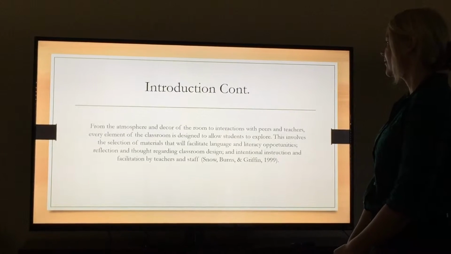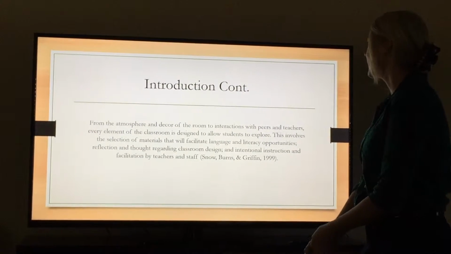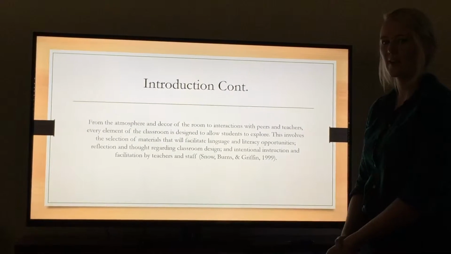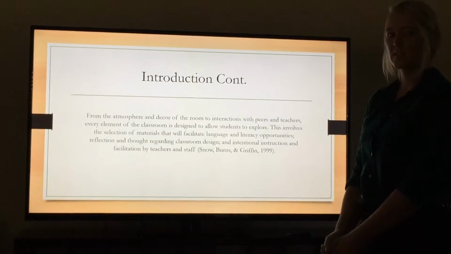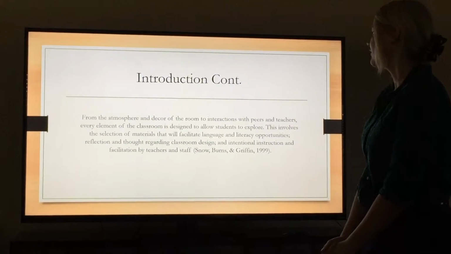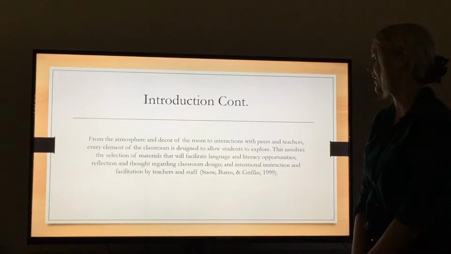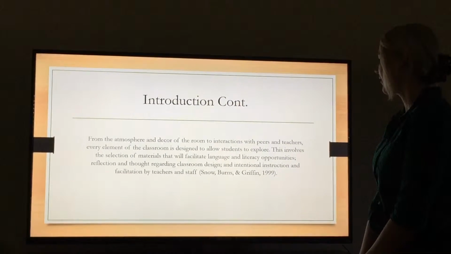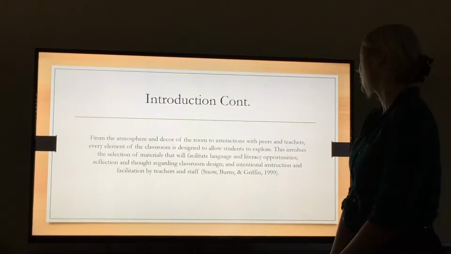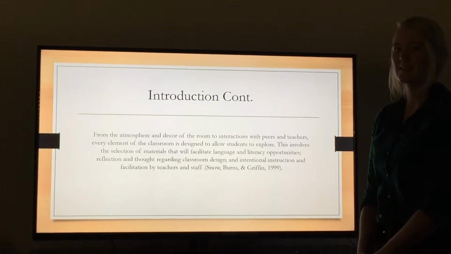From the atmosphere and decor of the room to interactions with peers and teachers, every element of the classroom is designed to allow students to explore. This involves the selection of materials that will facilitate language and literacy opportunities, reflection and thought regarding classroom design, and intentional instruction and facilitation by students and staff.